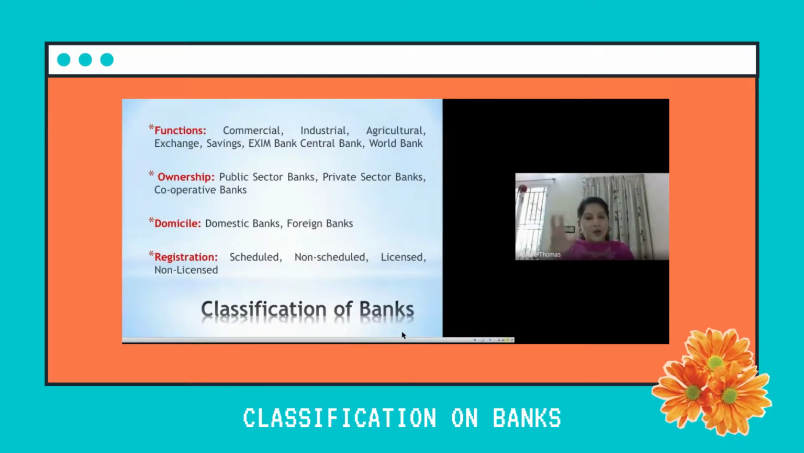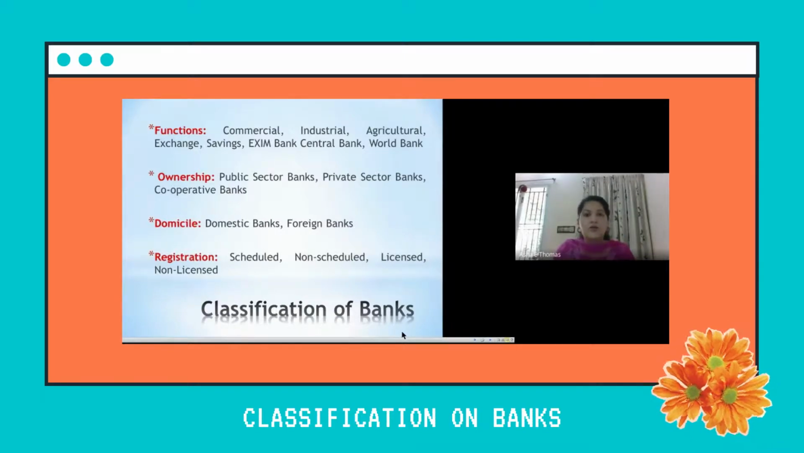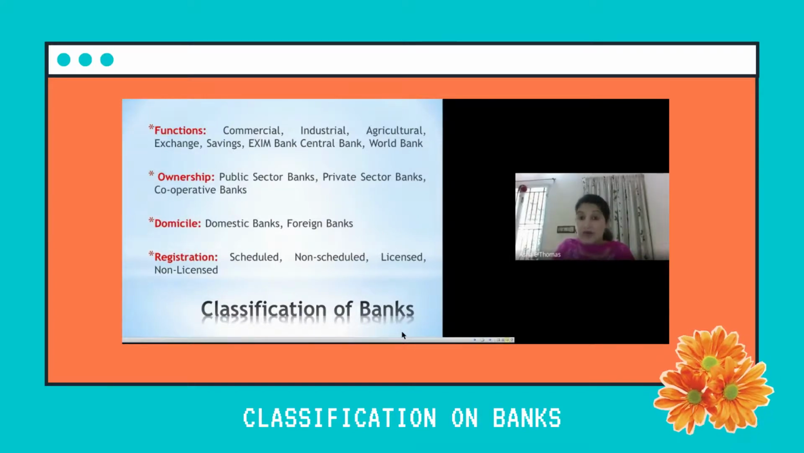Now, when I look at the public sector banks and private sector banks, all the functions which we were talking about, the lending function, the accepting deposit function, the saving function, lending loans to the agriculture sector and industrial sector, all these functions are performed by them.